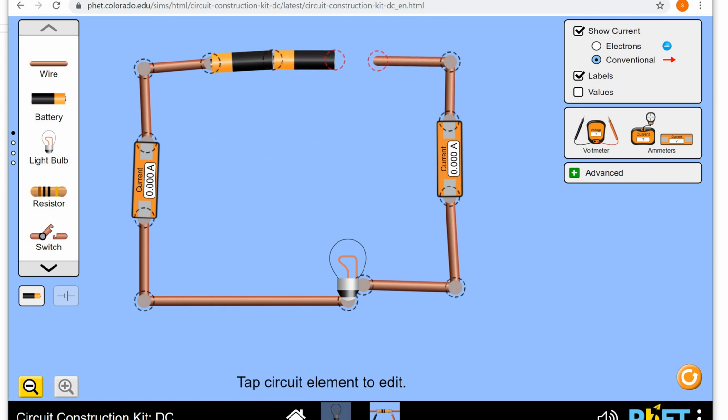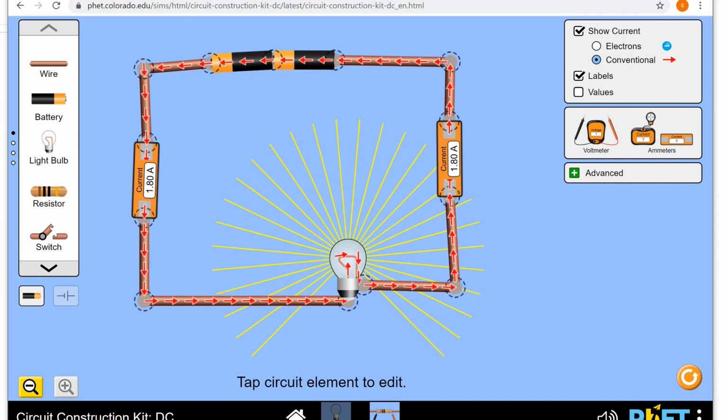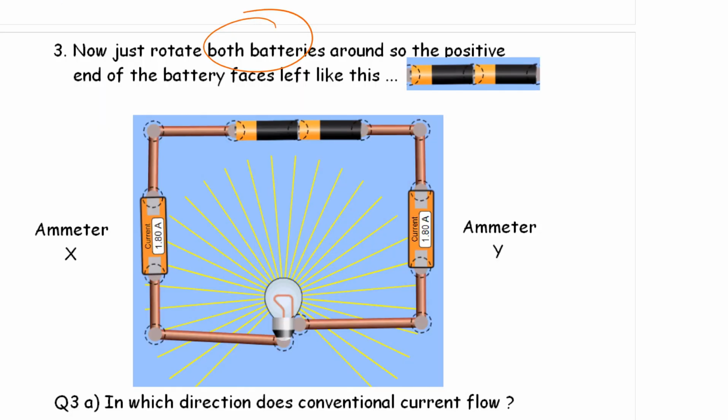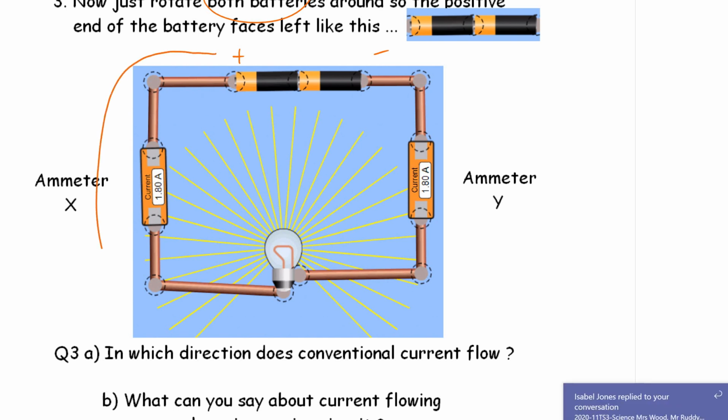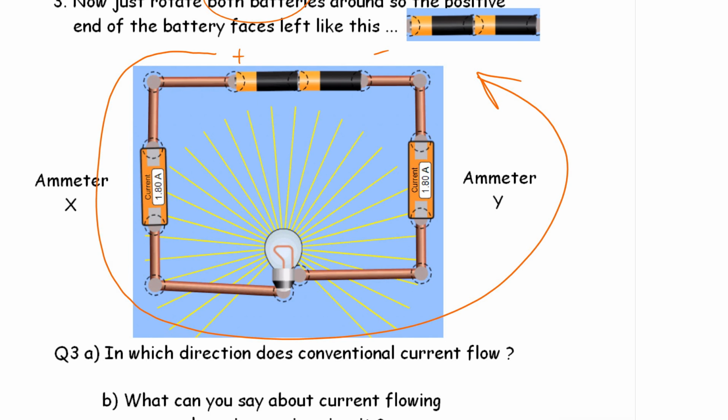Watch the direction that conventional current flows now. It's in the opposite direction, of course. We've gone from the positive round towards the negative, so the conventional current now is flowing anti-clockwise. If you want to add this in, there's the positive, there's the negative. Conventional current flows in this direction. Anti-clockwise.